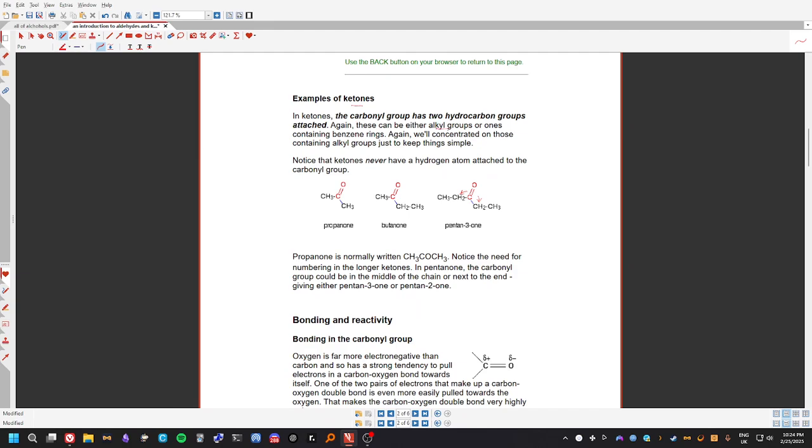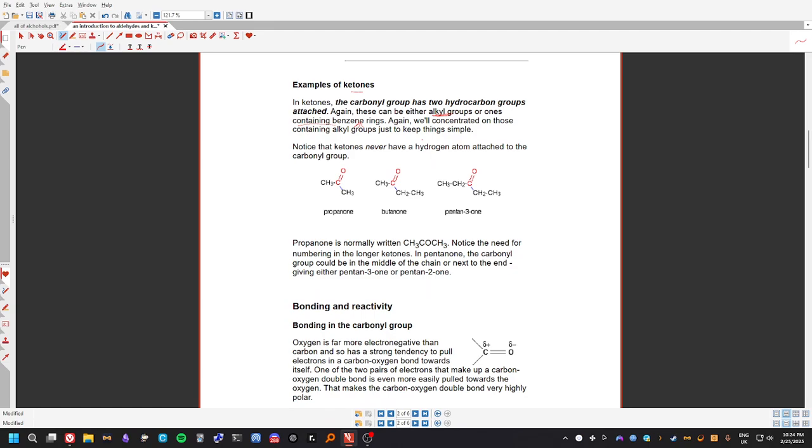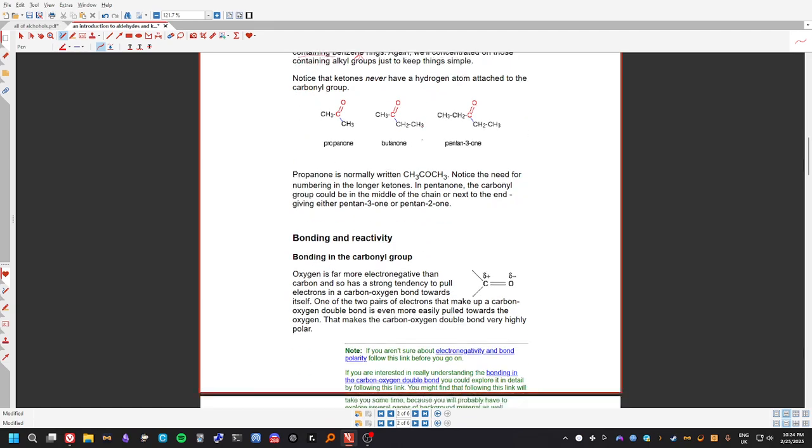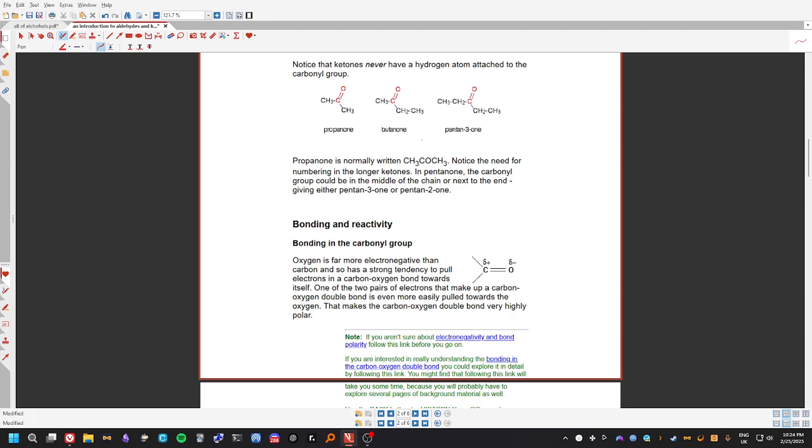So this could be 2 alkyl groups or one containing benzene rings. So as in this can be just one form of one benzene thing, or maybe I'm wrong. I don't know what's so different about a benzene ring. Just keep it in mind, I suppose. Notice that ketones never have a hydrogen atom attached to the carbonyl group, because if it did, then it would turn into an aldehyde.